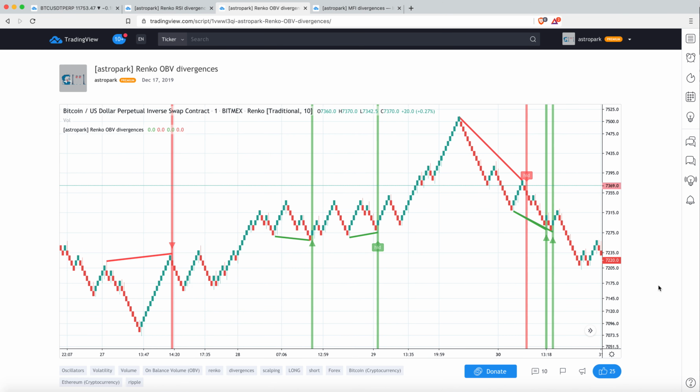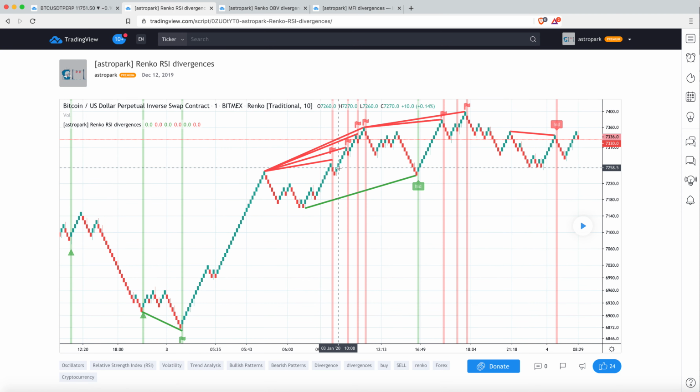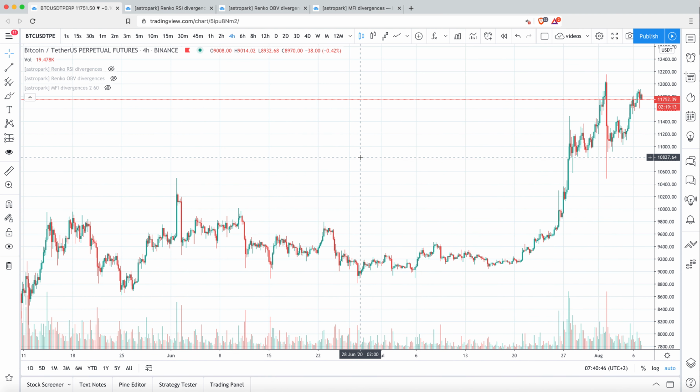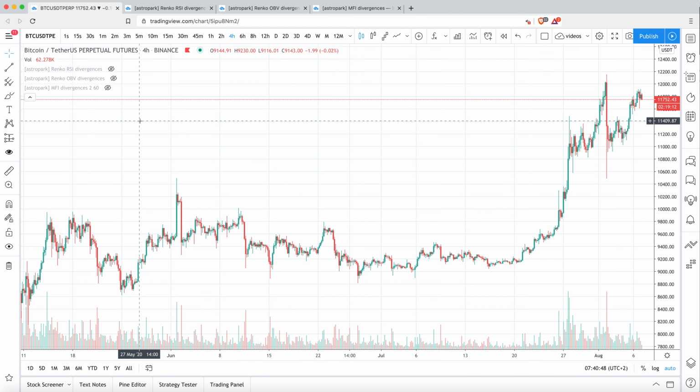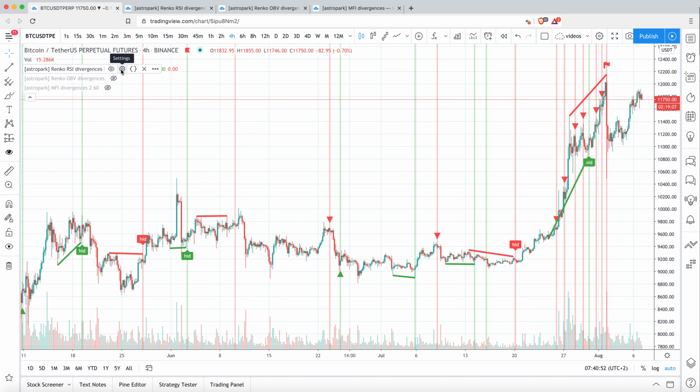Okay, but now let's go. This is the on balance volume, and this is the other side. Now let's see them really on chart. Let's start from the first one.